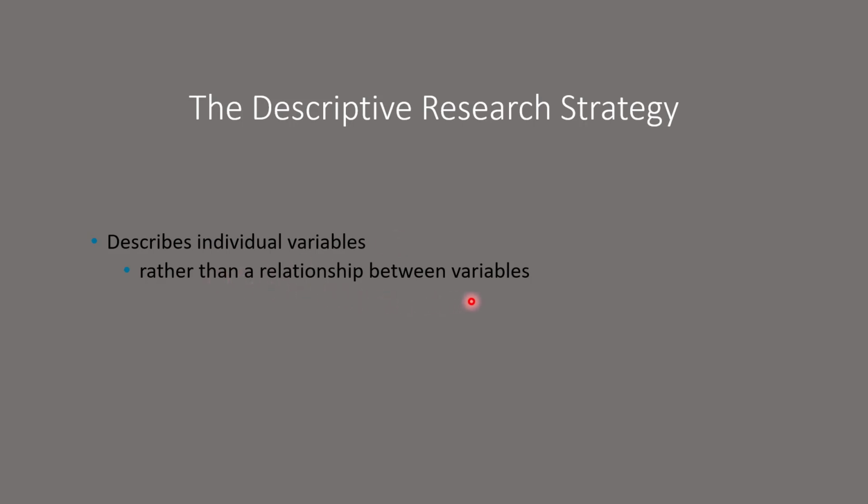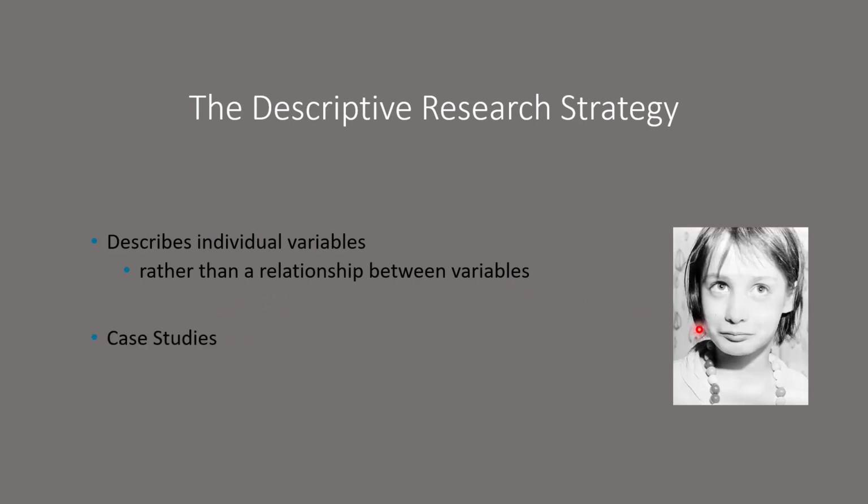So the descriptive research strategy is describing individual variables rather than a relationship between variables. So it looks at whether it's an individual or a group of individuals, and it describes a single variable. It could be multiple variables, but it's not looking for a relationship between variables. So an example might be a case study. And again, we've talked about Genie, who was found at the age of 13, chained to her bed, and they used her as a case study, and it taught us a lot about how language develops.